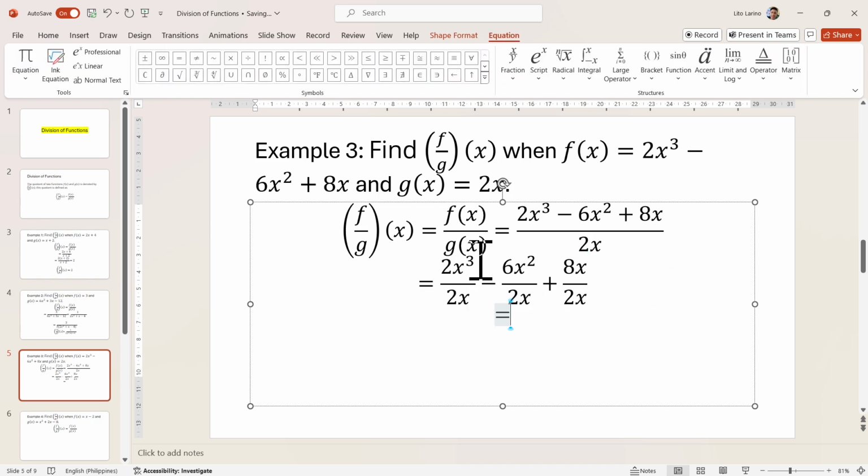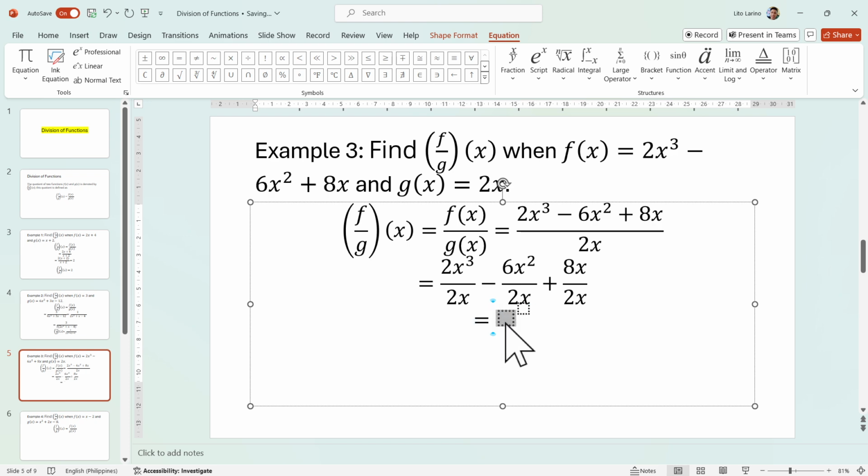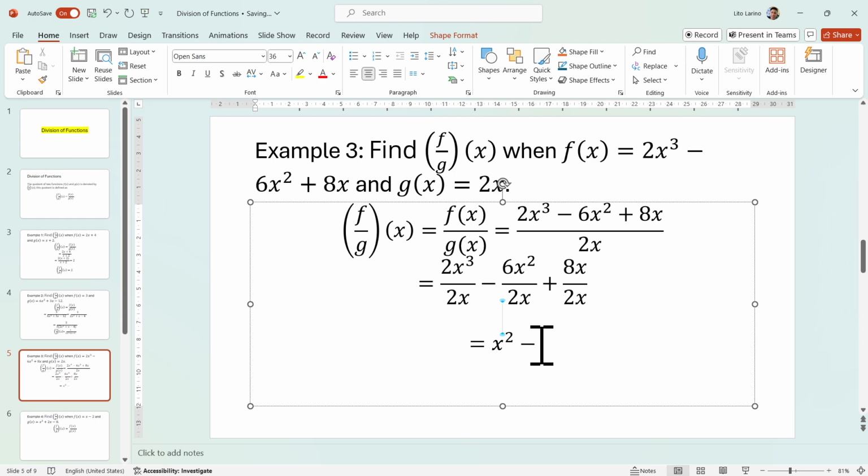Okay, so 2x cubed divided by 2x, 2 divided by 2 is 1, x cubed divided by x. When we divide same variables, we simply subtract the exponents, right? And then x cubed divided by x, that is 3 minus 1, and that's equal to 2. That's x squared. So there you have it, x squared. Then minus 6 divided by 2 is 3.